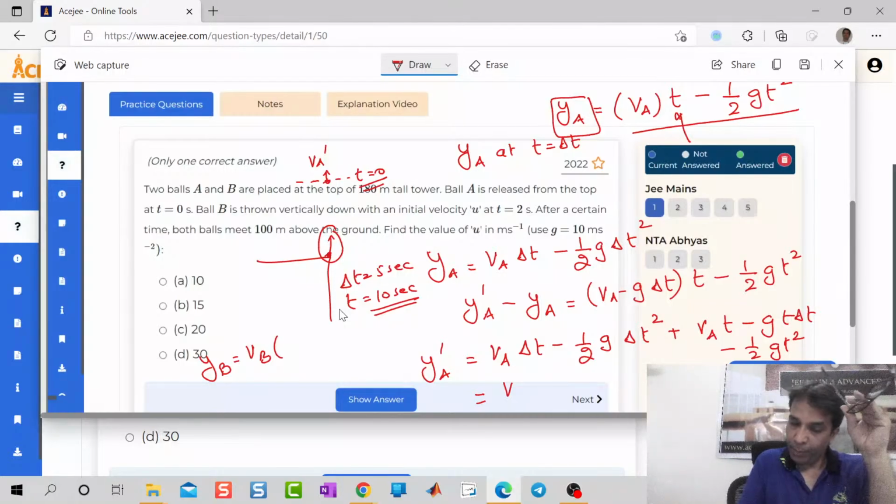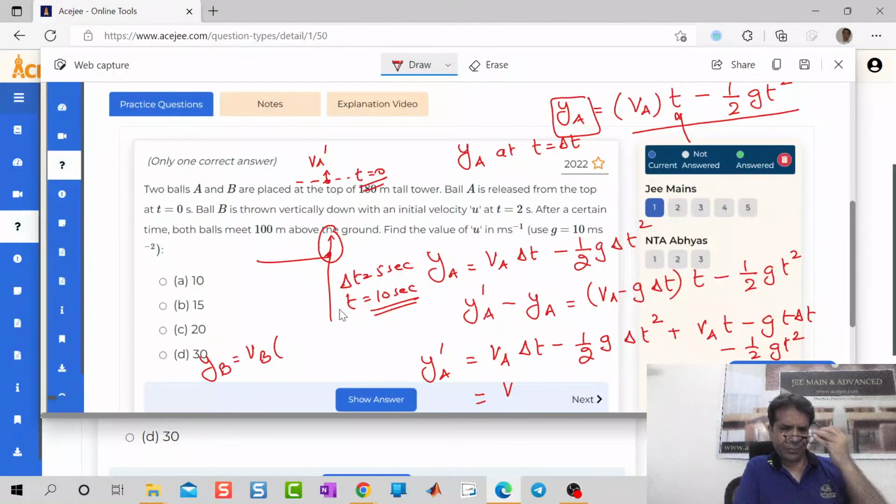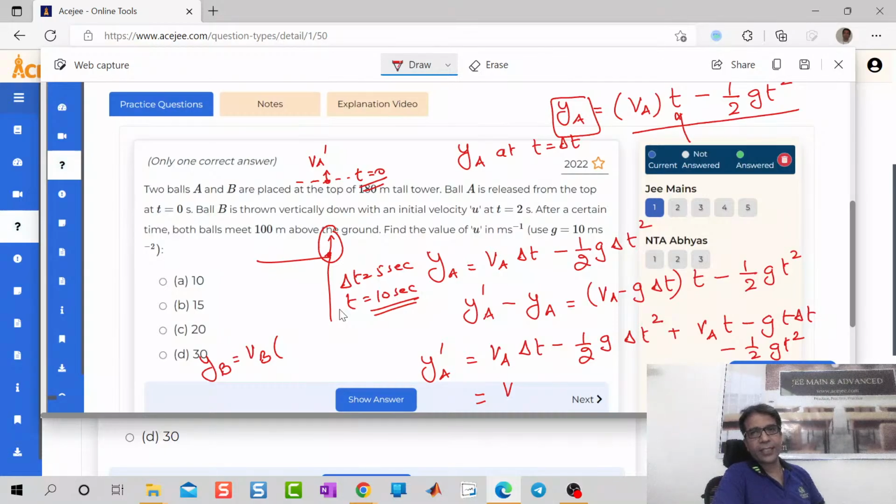Is the 10 seconds the total time, and delta t the time after which the second ball is thrown? Ten seconds is just any random time. So let's say you are trying to find the displacement of A at some time t equals 10 seconds. Then you will write YA equals initial launch velocity into 10 seconds minus half g into 10 square. Yes?